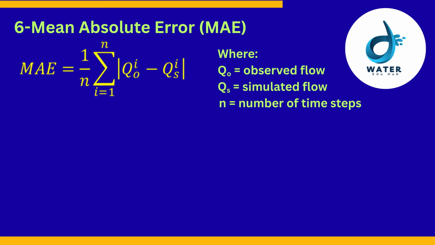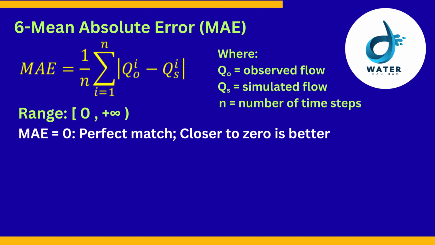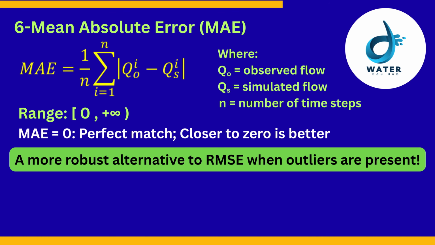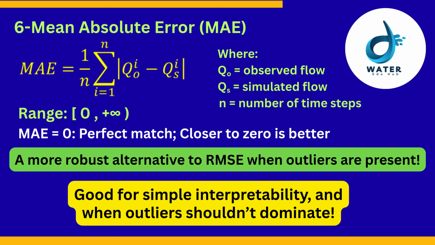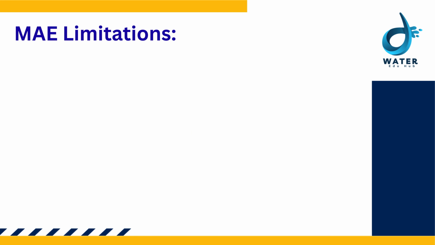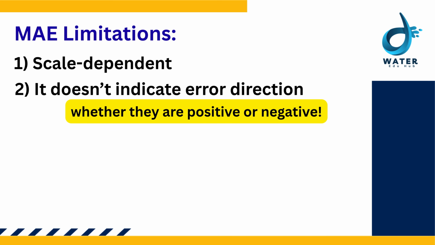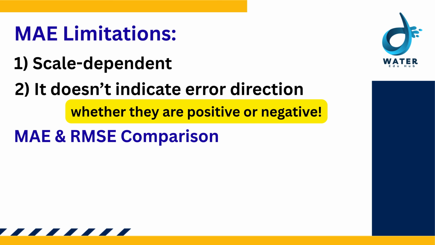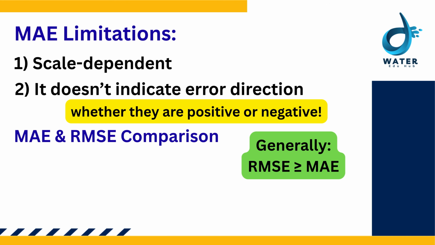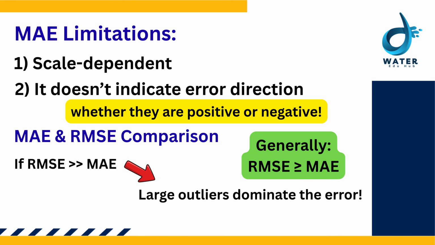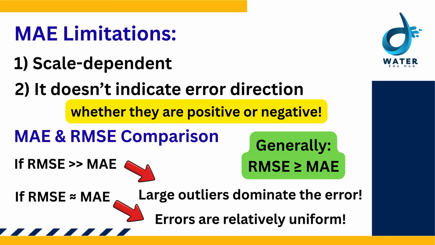Next is mean absolute error, or MAE. It gives an average error magnitude without amplifying outliers. It is a more robust alternative to RMSE when outliers are present. This is good for simple interpretability and when outliers shouldn't dominate. Limitations are as follows. First, being scale dependent like RMSE. Second, it doesn't indicate error direction, whether they are positive or negative. Note that comparing MAE and RMSE can give more insights. Generally, RMSE is equal to or larger than MAE. If RMSE is much larger than MAE, it indicates that large outliers dominate the error. If RMSE is approximately similar to MAE, it suggests that errors are relatively uniform.